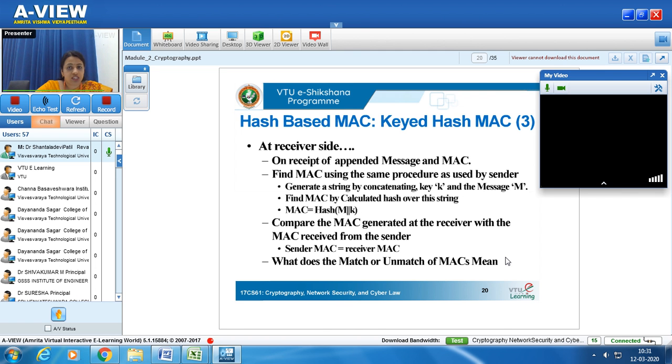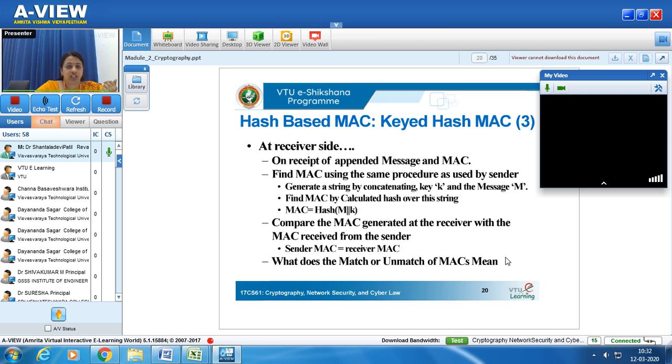What is that? Generate a string by concatenating the key which is available at the receiver. We have assumed that the receiver and the sender are both aware of the secret. Generate the string by concatenating the key and the message, and then perform the hashing over this. Once we perform the hashing, we get the MAC. This MAC is calculated at the receiver end. Now compare the MAC generated at the receiver with the MAC received from the sender.